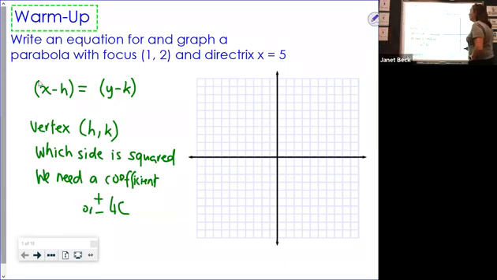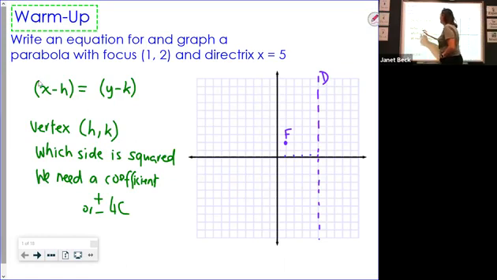So on this one, what you want to do is just graph what you've been given: 1 across, 2 up, label that, that's a focus, and you've got a directrix at x is 5: 1, 2, 3, 4, 5. So that's a vertical line, that's your directrix. So to find the h, k point, our vertex is going to be halfway between those. So it's here. That's our vertex, and it's at (3, 2).